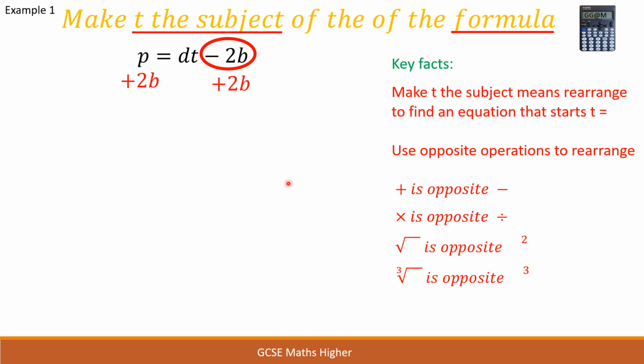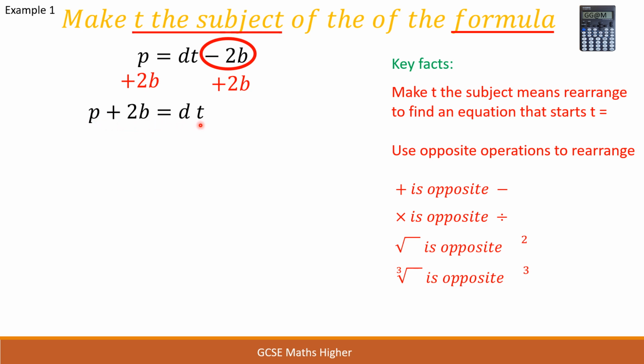Now don't worry that we've got letters. In the last example, we had 14 plus 2, which gave me the 16. Here I've got a p plus 2b. You literally write down what it says, p plus 2b. Don't be put off that you can't work out the answer to it. It doesn't have to have a number value like you did before. So p plus 2b is equal to d times t.